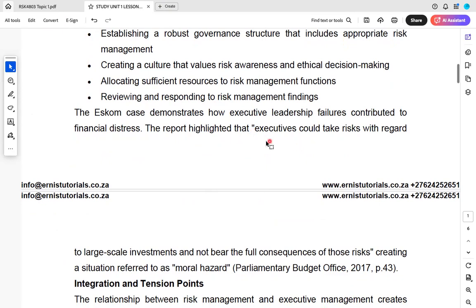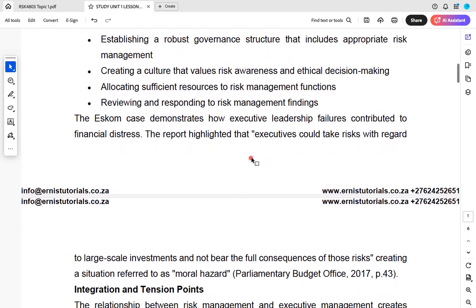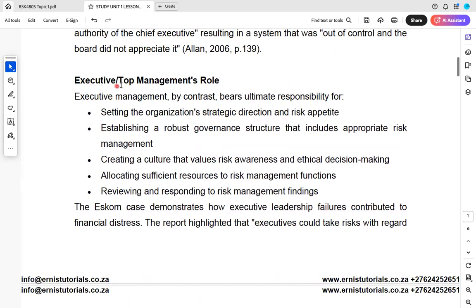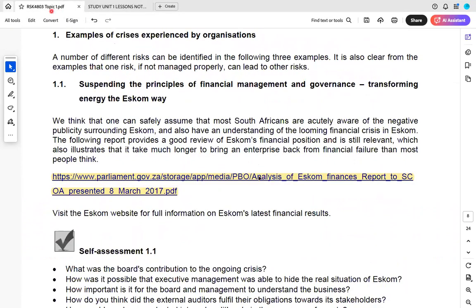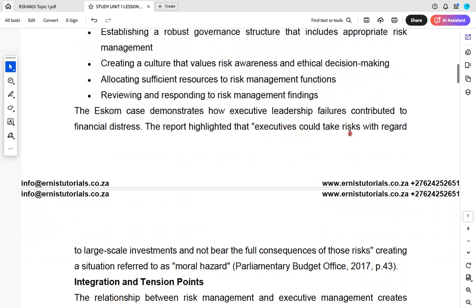If you look at the ESCOM case study, you actually find that there's been a lot of failure with regards to what executive and top management is responsible for in the past. Because those top executive leadership failures have led to financial distress. And this parliamentary report actually came up with certain conclusions that stated that executives could take risks with regard to large-scale investments and not bear the full consequences of those risks, creating a situation of moral hazard.